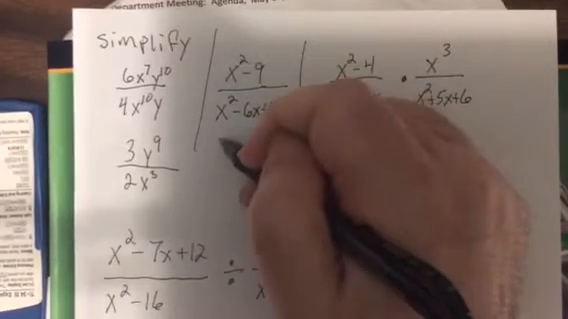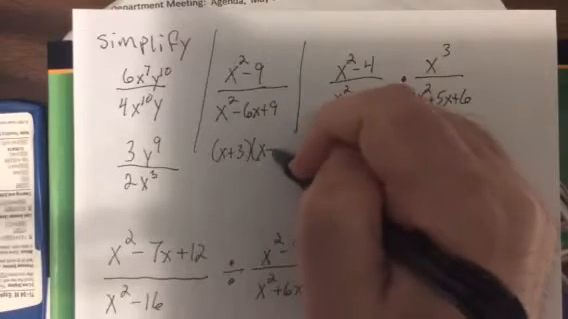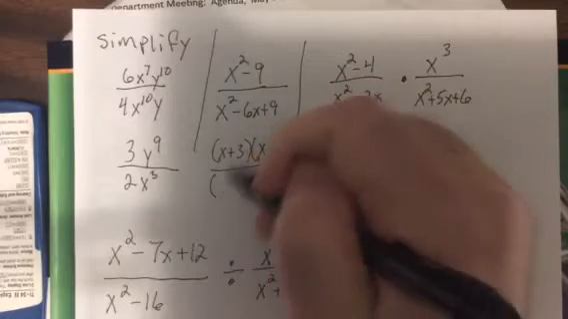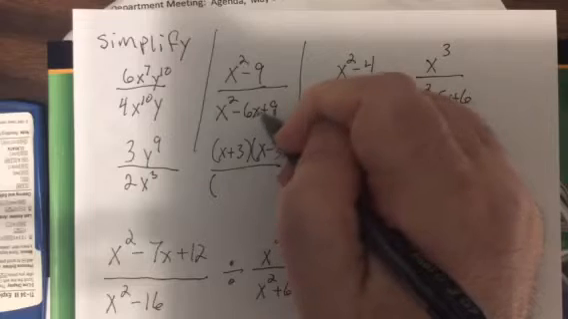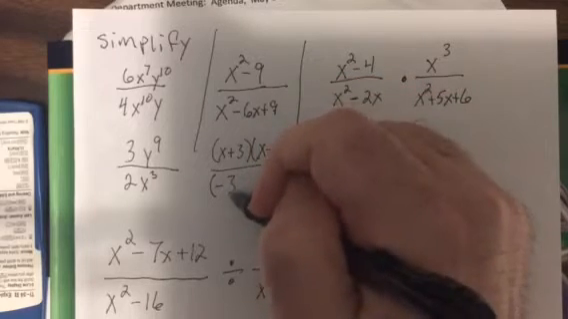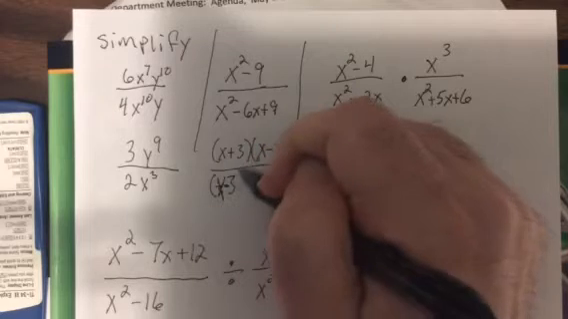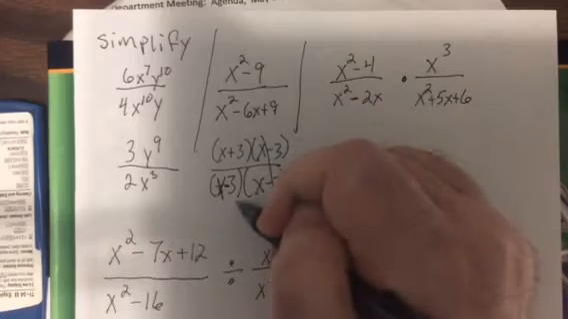Here, difference of squares, x plus 3, x minus 3. This is, what do you multiply to get 9, but you add to get 6, x minus 3, x minus 3, x minus 3, so woohoo!